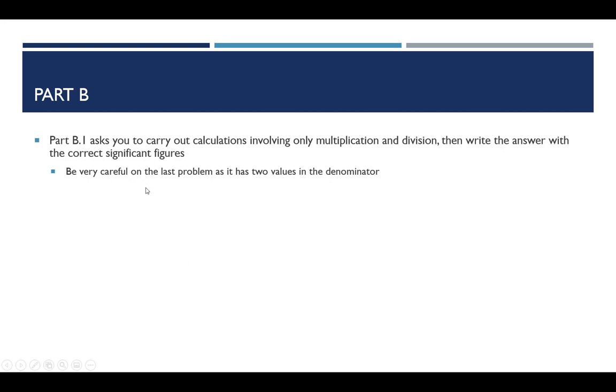You'll want to be very careful on the last one, and that's why I went over that one exercise that had the 12 divided by 2 divided by 3, because those two values in the denominator, you either need to divide by them or put them in parentheses to get the correct answer.